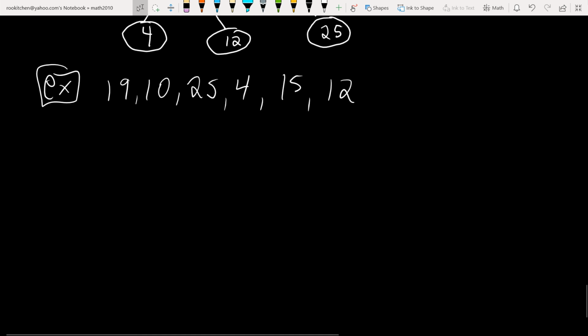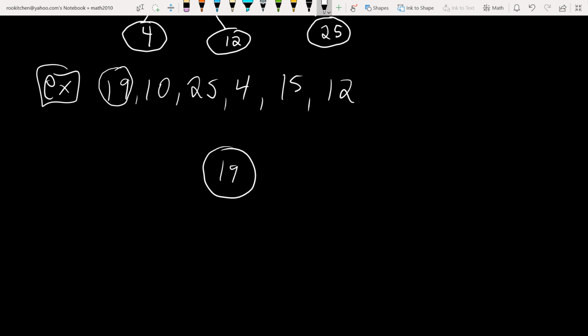Let's see if I can make it a little more clear. So I'm going to start at 19. That's my main vertex. So I compare 19 to the next guy, 10. 10 is less than 19, so I look below 19. Is there a node or a vertex there? No. So I'm going to put 10 to the left of 19. Okay, then I'm done. I jump out of the loop and go back to 19.